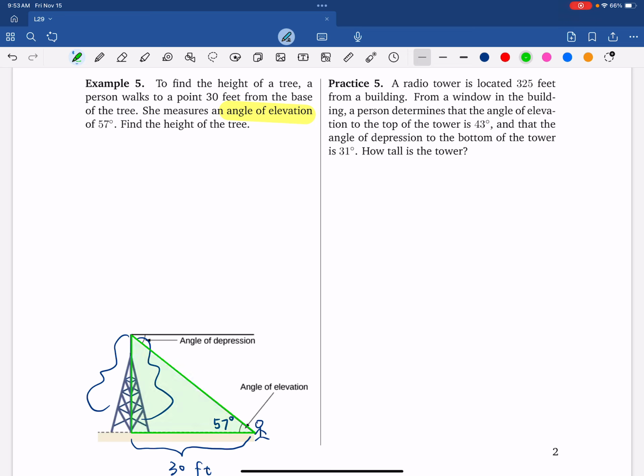We have this right triangle. We have the 90 degrees right here, and you have the 57 degrees. So you could find the other angle if you want, but I don't think we need that. They want you to find the height of the tree.